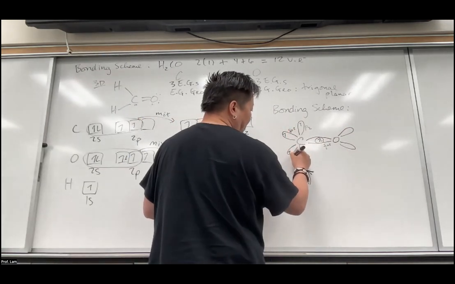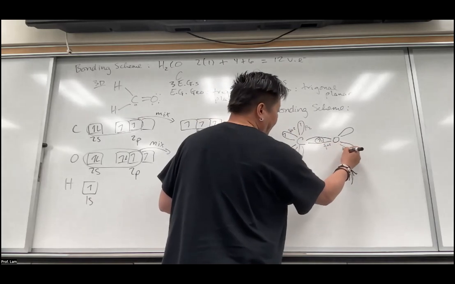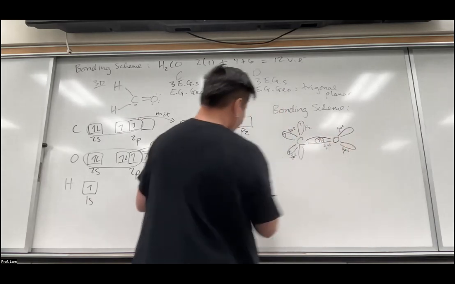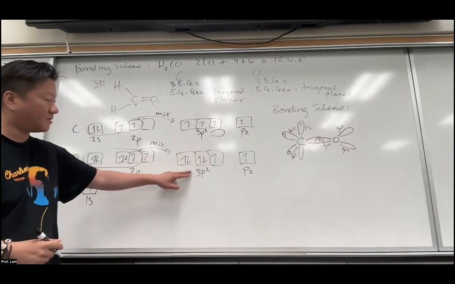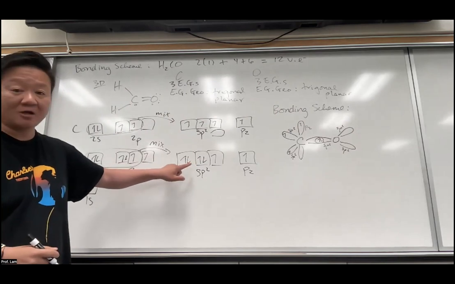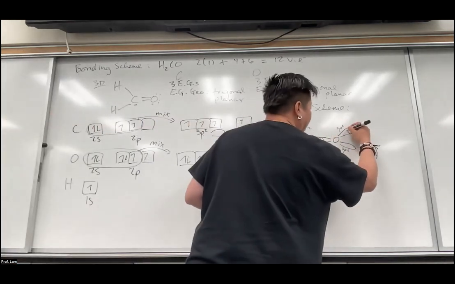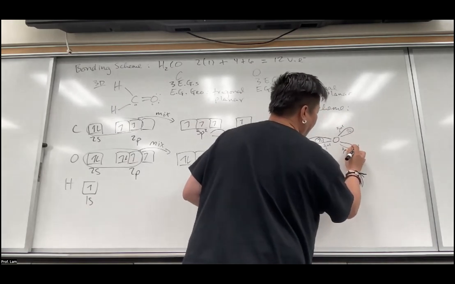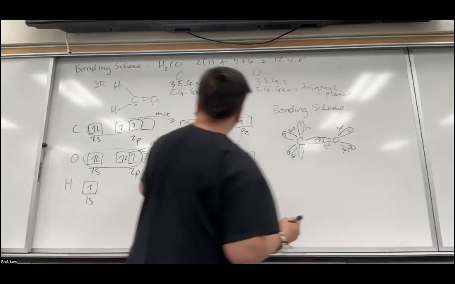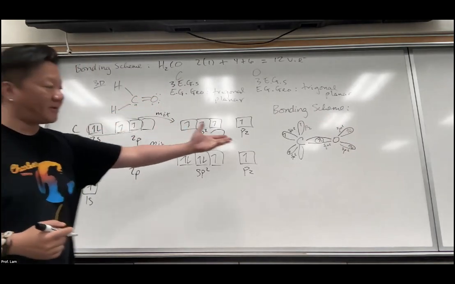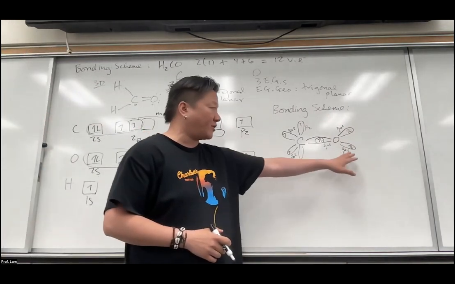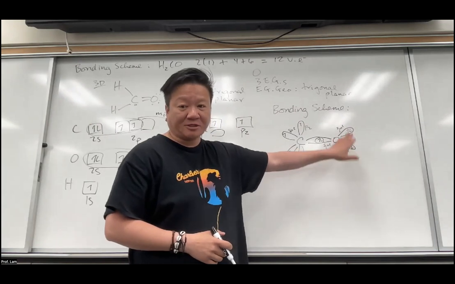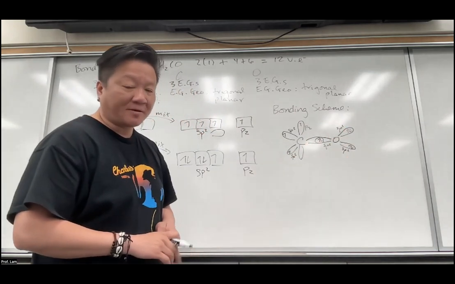Oh, let me label these as well. These are all sp2s, right? And then the other two sp2 orbitals of oxygen contain the lone pairs, right? And so that's kind of cool. We know where the lone pairs are now, right? We know the oxygen has two lone pairs on it, but now with this bonding scheme, we know where they're housed. They're housed in the sp2 hybrid orbitals, okay?